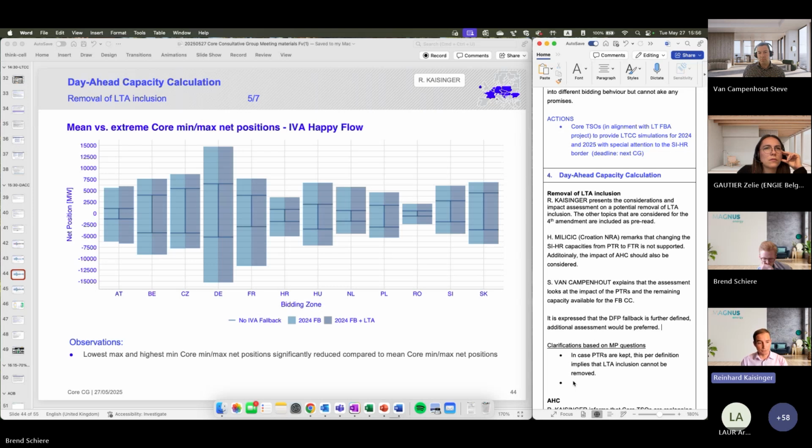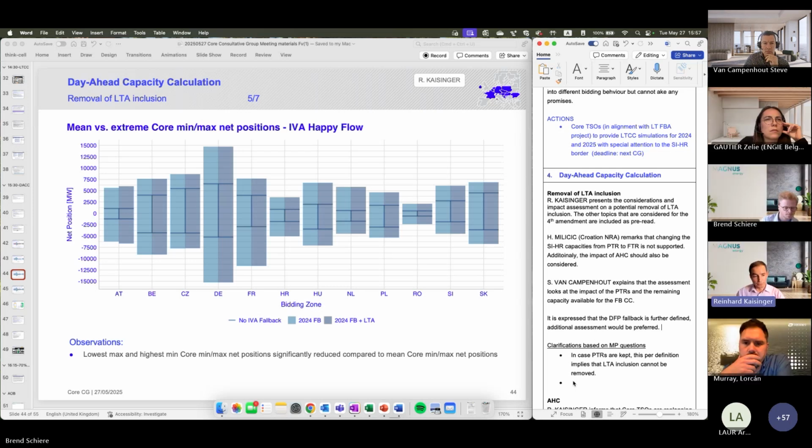Bear in mind that, of course, the whiskers here that give the indication on the lowest max and highest min in case of IVA application are not simultaneously feasible. So these are really picked across the year at the timestamps where the lowest, respectively highest values were present.